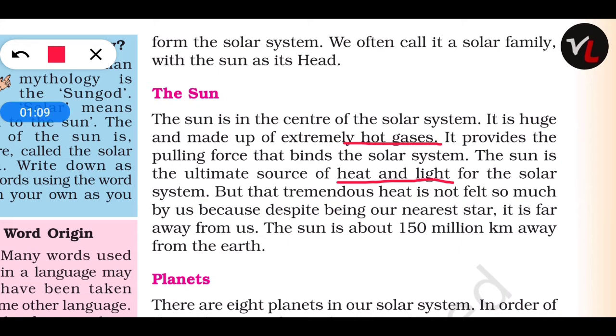The sun. The sun generates a tremendous amount of heat, but it is not felt so much. Why is it not felt by us? It is far away from us. The sun is about 150 million kilometers away from the earth.